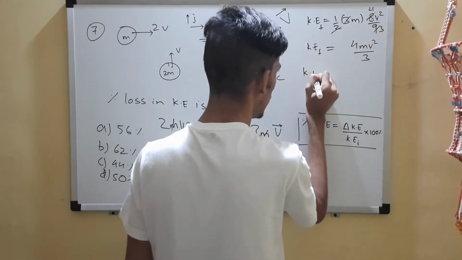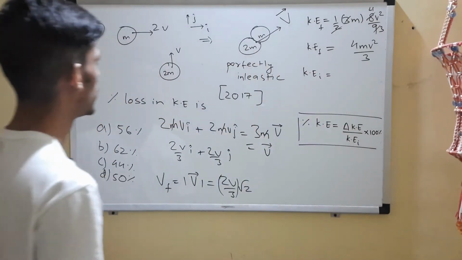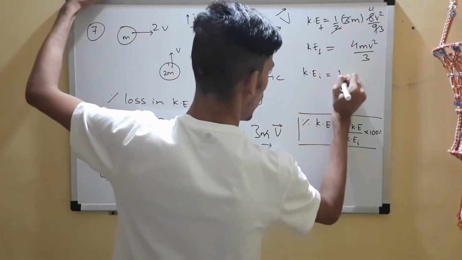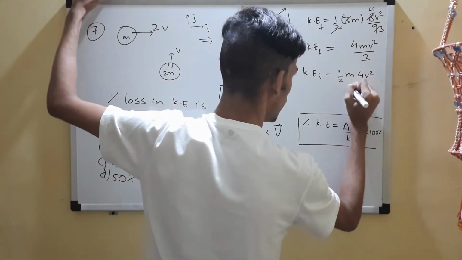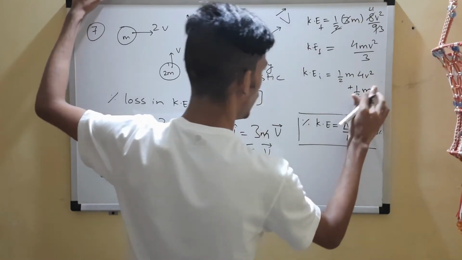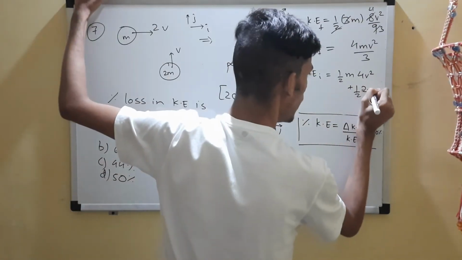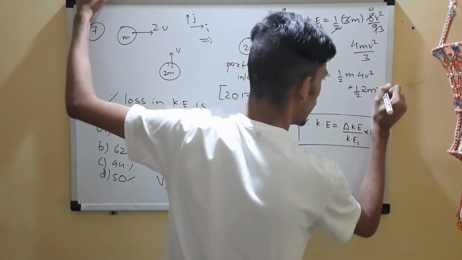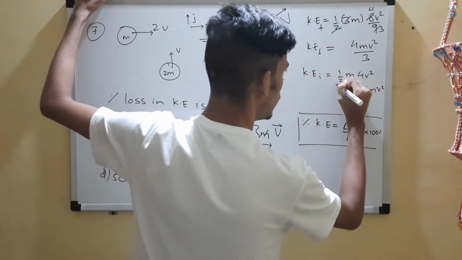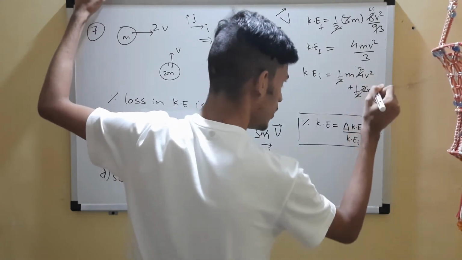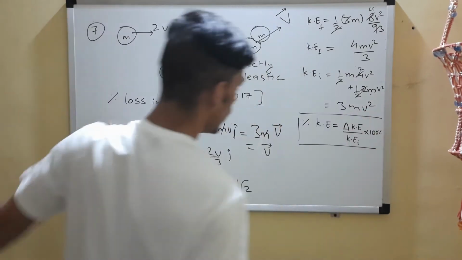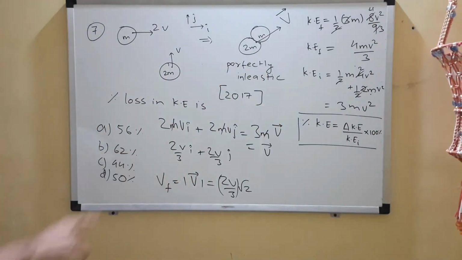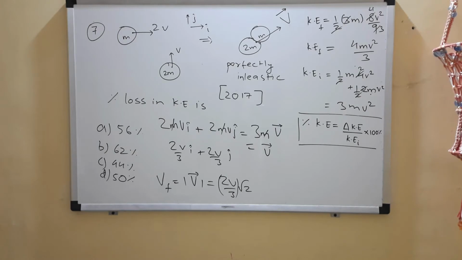The initial kinetic energy is very easy to find. First of all, half m into 2v square, which is 4v square, plus half m, where m is 2m, 2m into v square again. So here we'll get 2mv square and here we have mv square. So 2mv square plus mv square gives 3mv square. You can note it down till here. Now we just have to use that formula and get our answer.